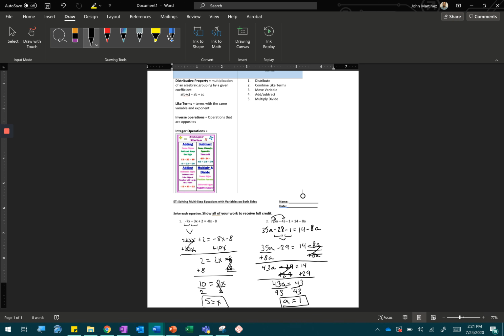So it does look like these key points are aligned to the exit ticket.